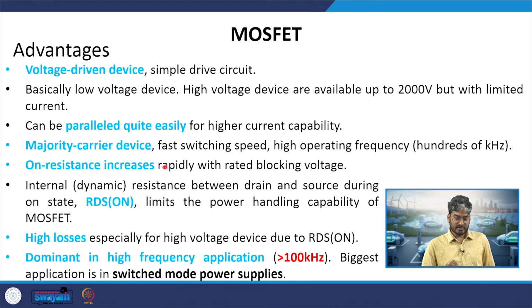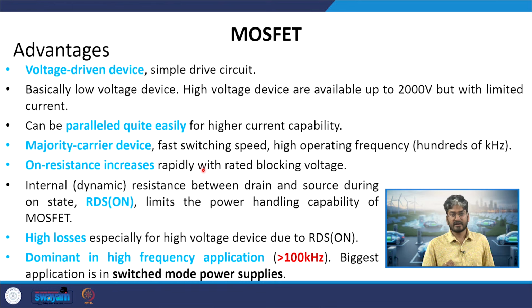On state resistance increases with the blocking voltage. What is the meaning of that? They are low voltage devices. As I go on increasing the voltage, the on state resistance will increase, or the conduction loss of the MOSFET will increase. That's why this low voltage device is also called a low power device. It cannot handle high power compared to IGBTs. IGBTs are meant for handling high current or high power.